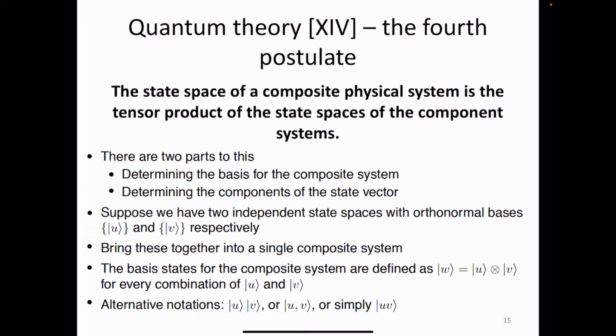Very much like we briefly talked about combining the NOT and the identity transformation before. Then the basis states for the composite system are given by the state w here, the tensor product of u and v for every combination of u and v. And you may see different ways of notation. Sometimes people write it that way, sometimes that way. We'll continue to write it that way here, but it's all the same.